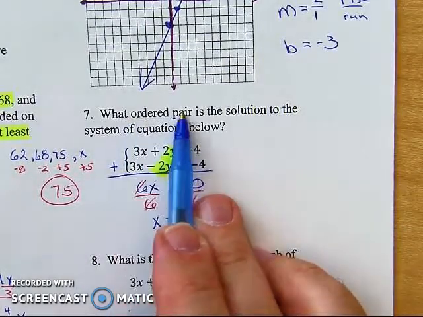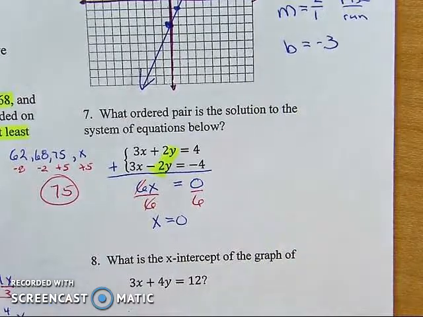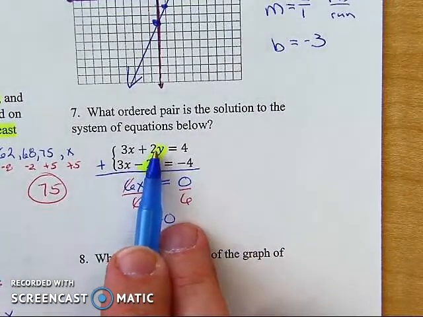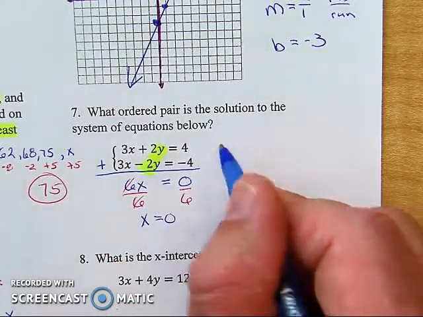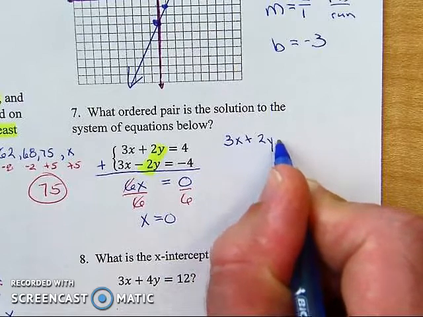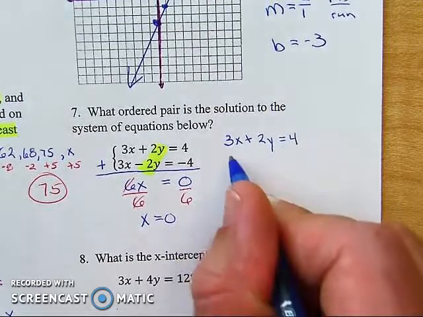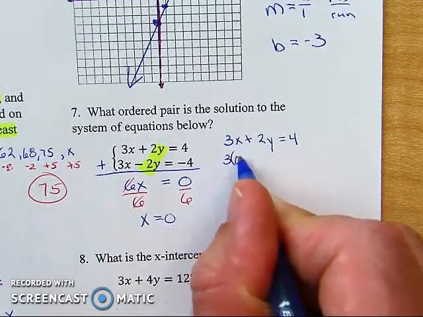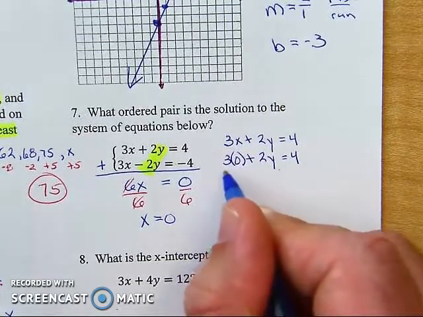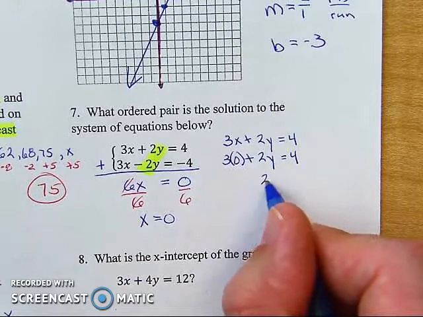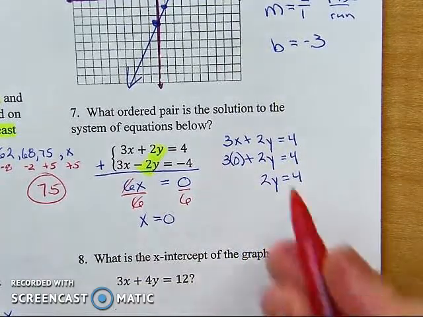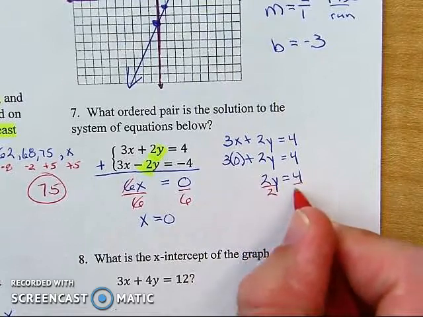All right, now I need an ordered pair, so I need both an x and a y. So I'm going to take my x and plug it into the first equation. The first equation was 3x plus 2y is equal to 4. Here I'm going to plug that in: 3 times 0 plus 2y is equal to 4. Well, 3 times 0 is 0, so that's just 2y is equal to 4. And then divide both sides by 2 to get y by itself.